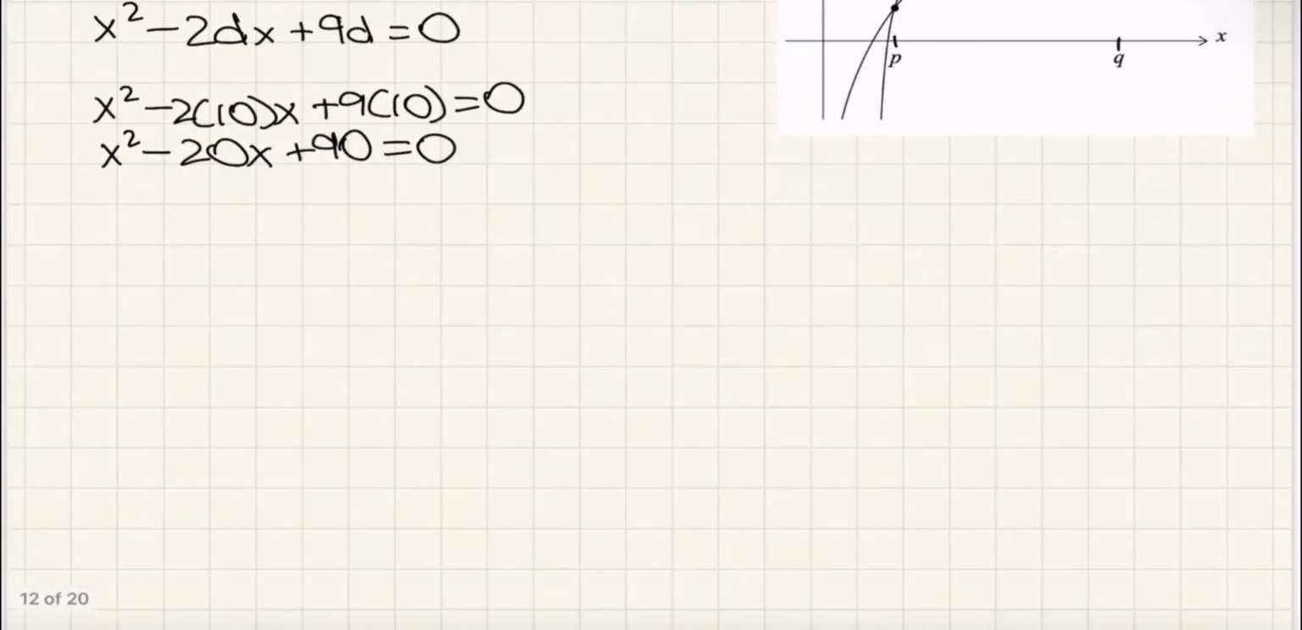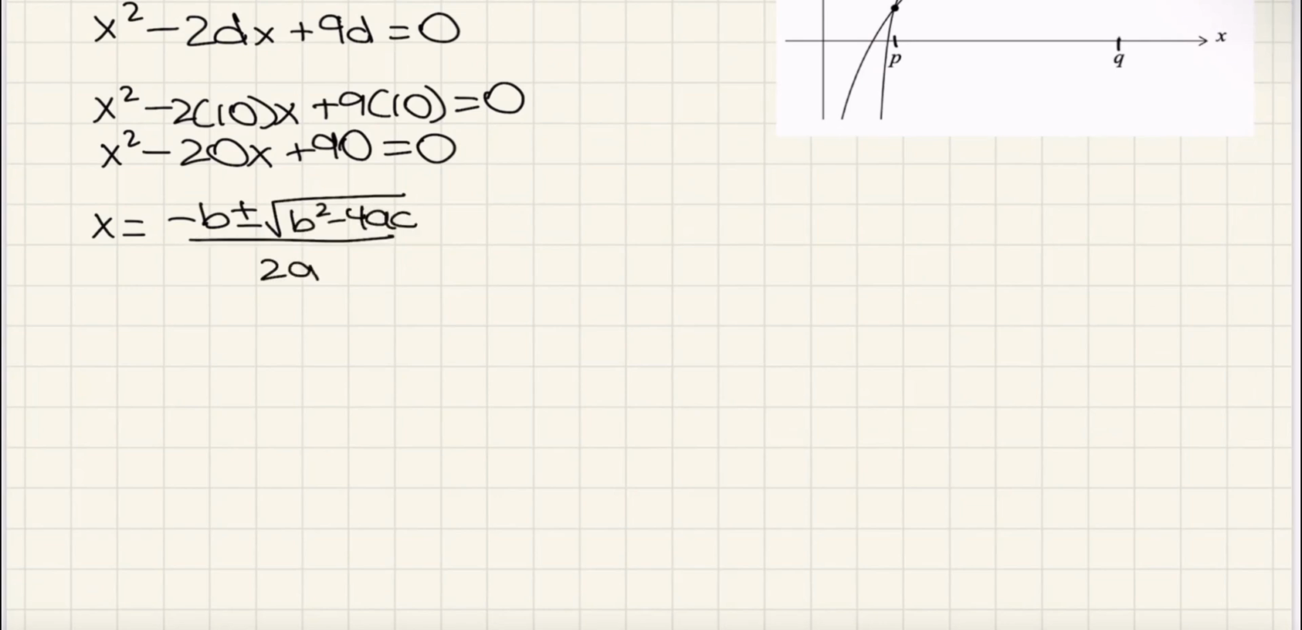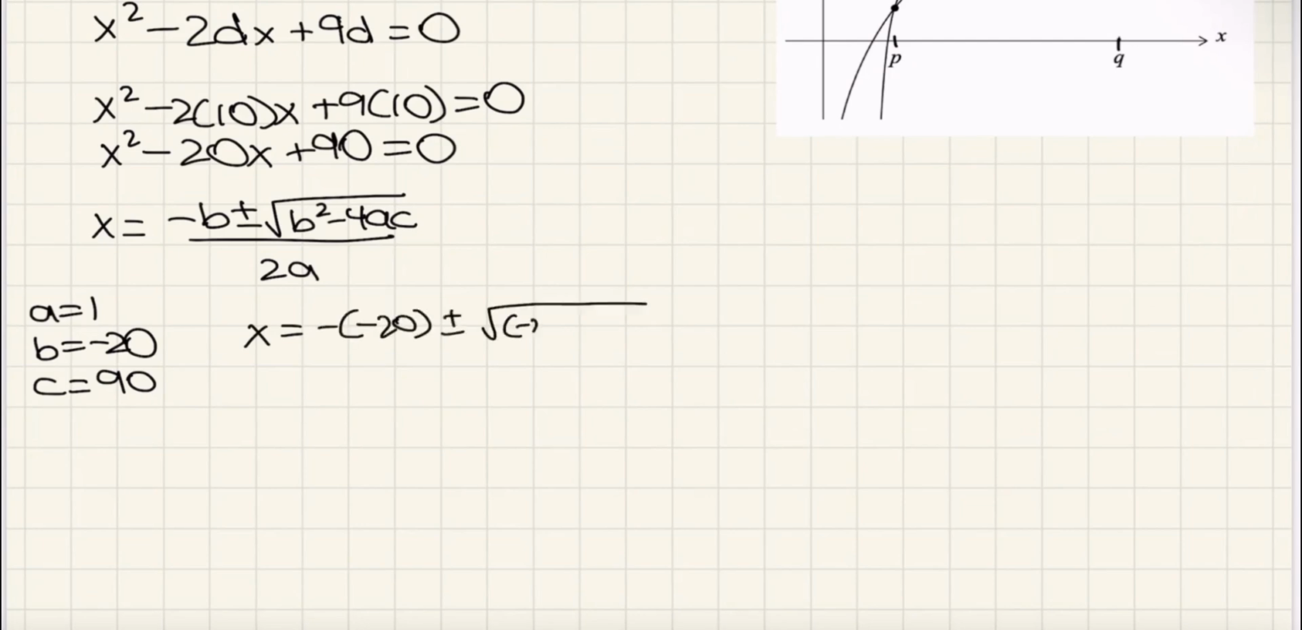So a reminder, the quadratic formula is that x is equal to negative b plus or minus the square root of b squared minus 4ac all over 2a, where in this case a is 1 because a is the leading coefficient, b is negative 20, and c is the constant, which is 90. So here we're going to get that x is equal to negative negative 20 plus or minus the square root of negative 20 squared minus 4 times 1 times 90 all over 2 times 1.